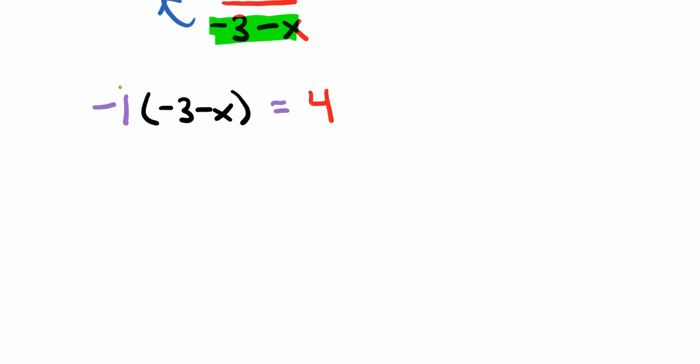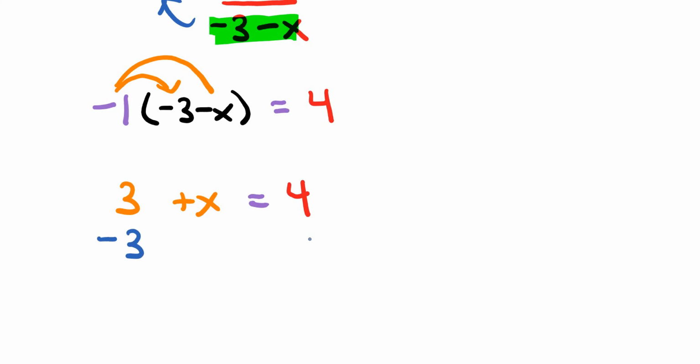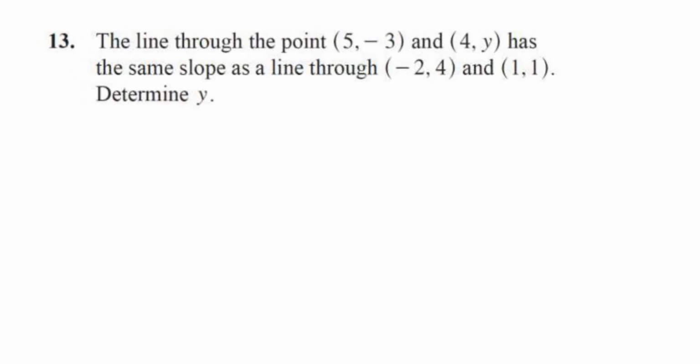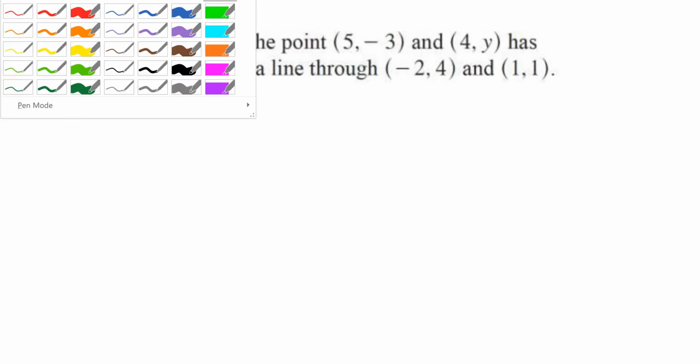All right, let's go ahead and distribute this. So negative 1 times negative 3 is 3, and negative 1 times negative x is plus x equals 4. All right, and after that, we just solve for x. So let's subtract 3 from both sides, and then x would equal 1. All right, and that's it for question number 12. Okay, let's do number 13. 13 is very similar to question number 12. Same problem, just different numbers here.